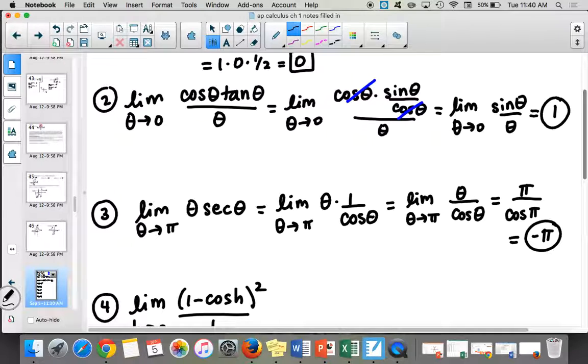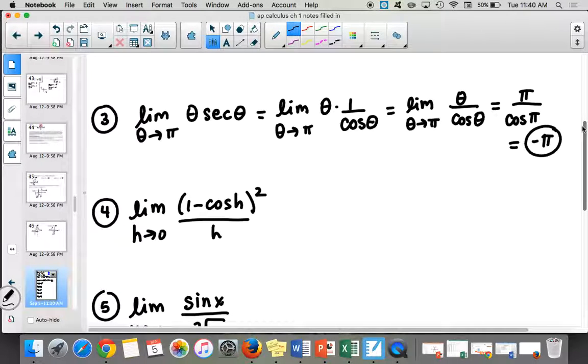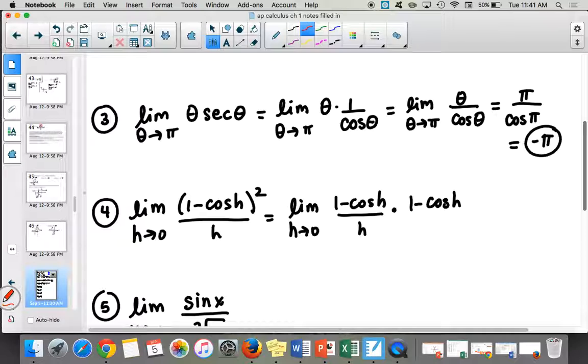Still feeling good about these? All right, how about this next one? We're going to break it apart again. We have the limit as h goes to 0, and we have 1 minus cosine of h over h, like we want. But then we have an additional 1 minus cosine of h, which is fine. You can put it over 1 if you want to. We know that this part will go to 0 as h goes to 0. Be careful, it's not as h goes to pi or anything. h has to go to 0.